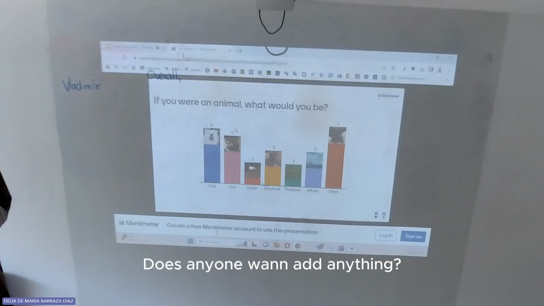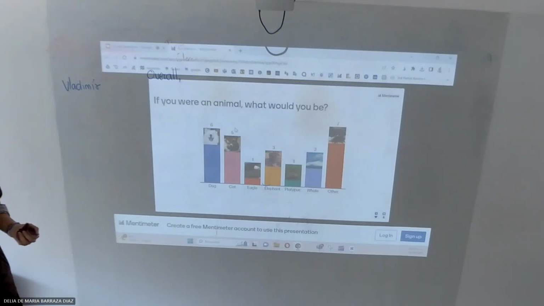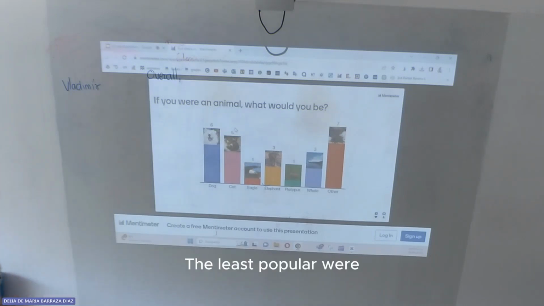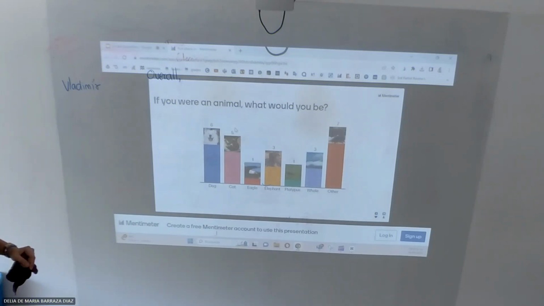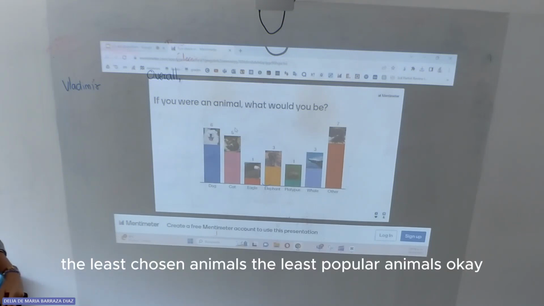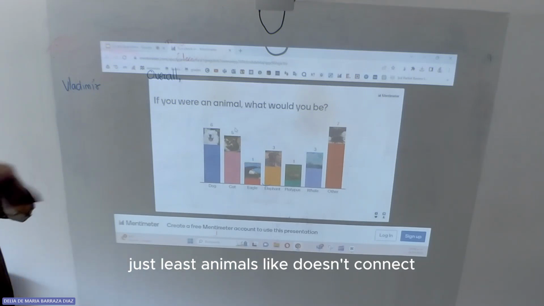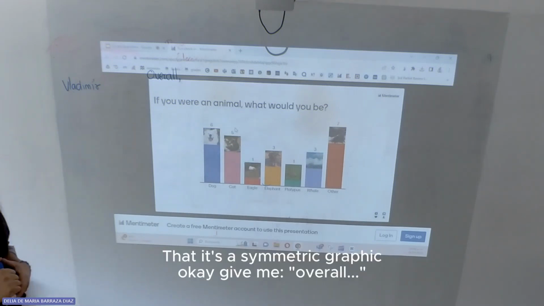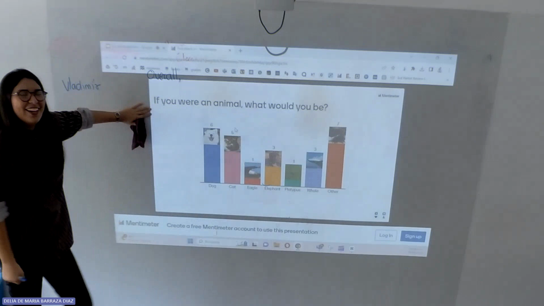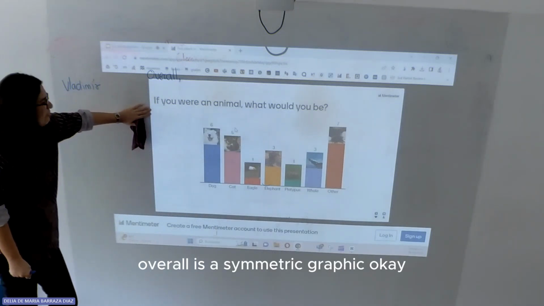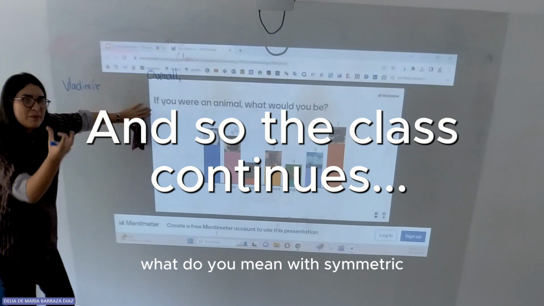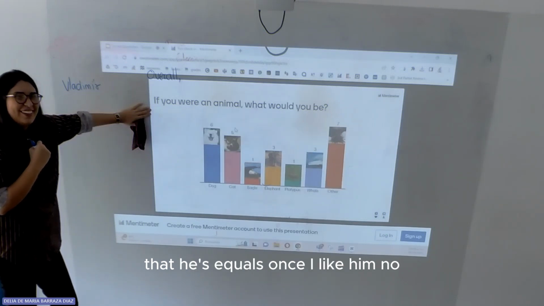Does anyone want to add anything? Yes? The least chosen were the equal and the bike. Okay. Then what are we doing with these animals? Chosen. The least chosen animals, the least popular animals, okay? Because least animals doesn't connect. It's a symmetric graphic. Okay. Give me overall. Overall, it's a symmetric graphic. Okay. What do you mean by symmetric? That it is equal on one side like on the other one.